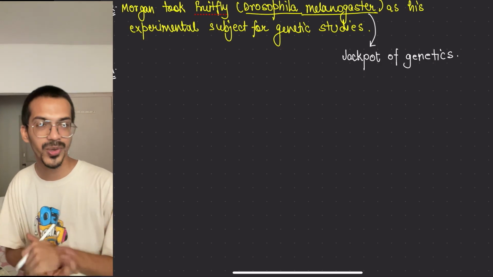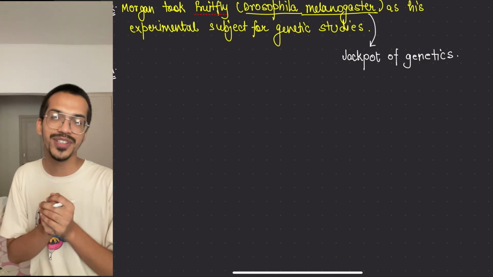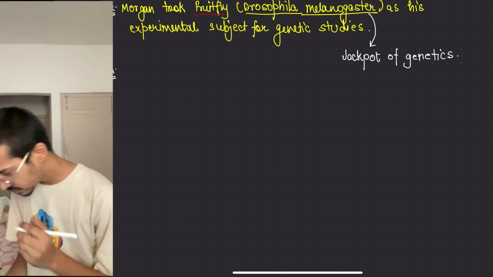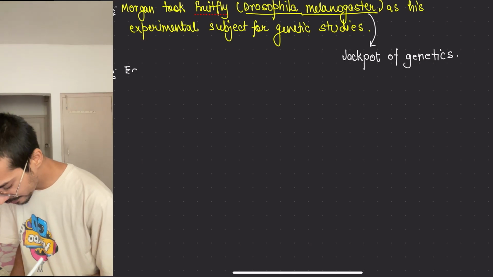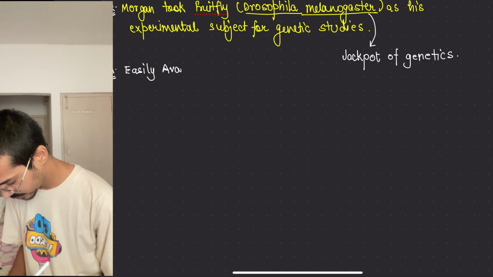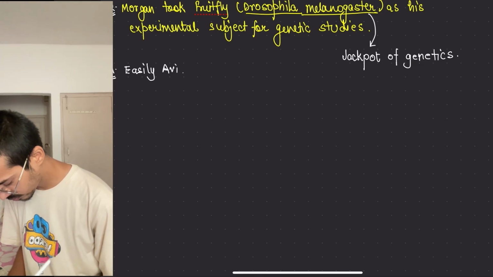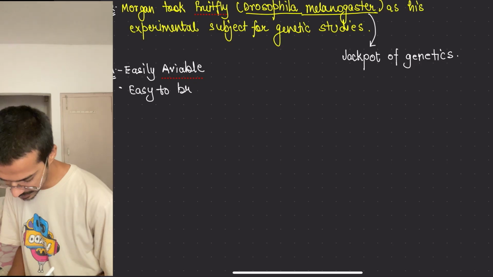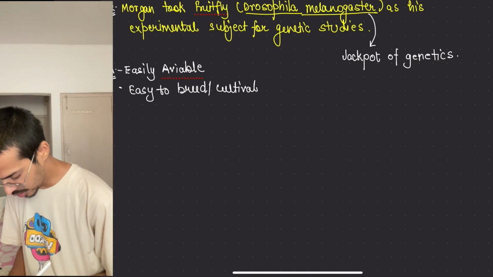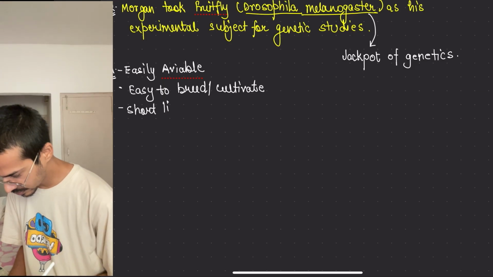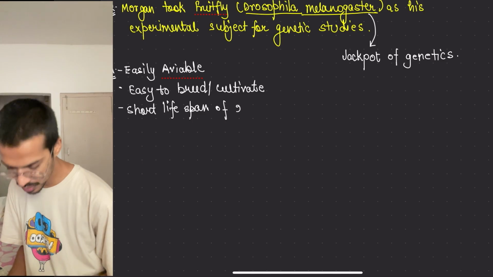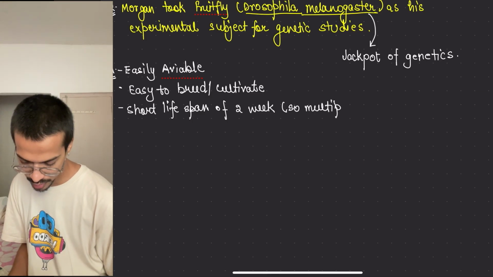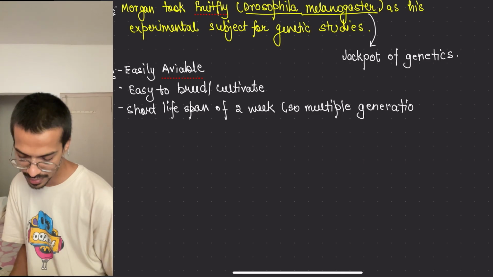Fruit fly is available on fruits, because they like fructose, sucrose. So they are easily available, not a very fancy thing we have to find and tough to find. Okay, so what are they? They are easily available, easy to breed or cultivate, short lifespan of 2 weeks, so multiple generations can easily be seen and analyzed.